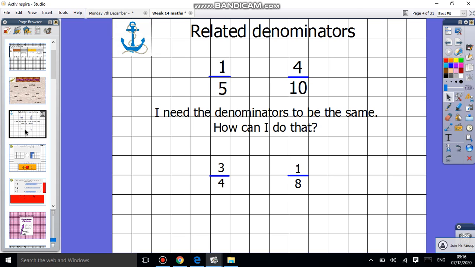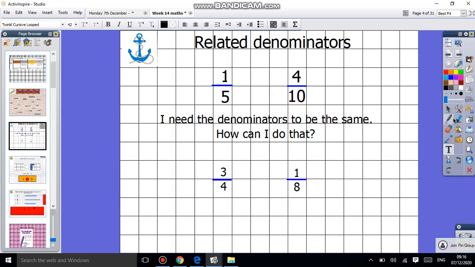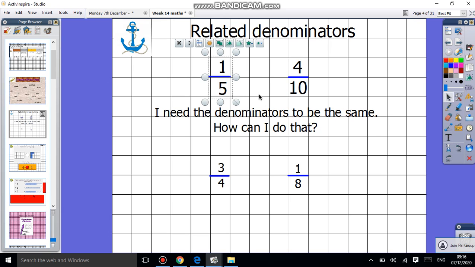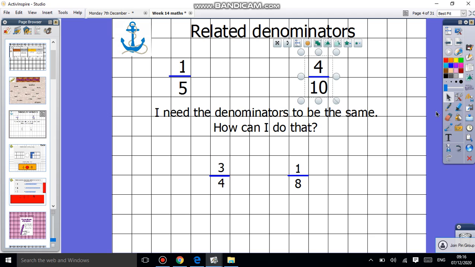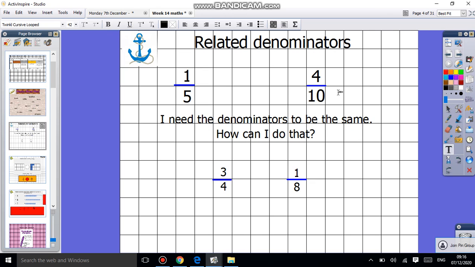Now to do this we need the denominators to be the same, but how would we do that? So some of you might remember this from when we've done it previously or in previous years, and some of you might need a little refresher. So we need to find the related denominator or the common denominator. So here it would be 10 because 10 is in the 5 times table and 5 can multiply into 10.